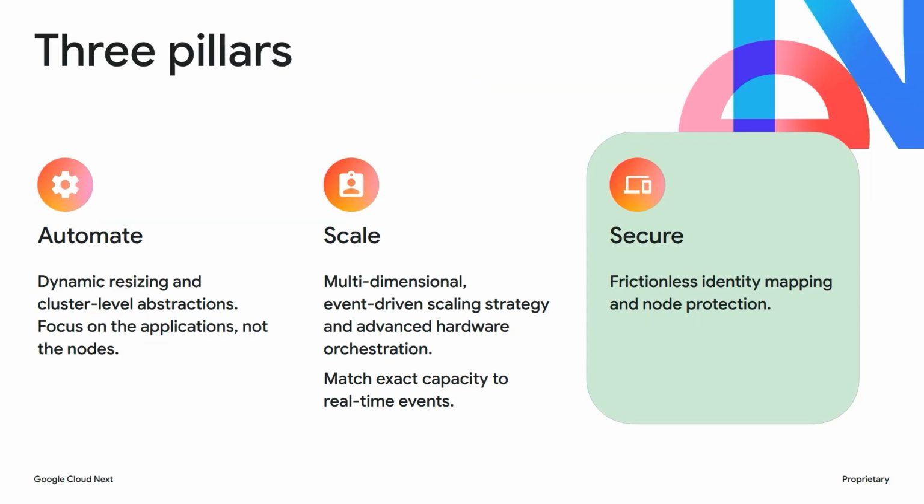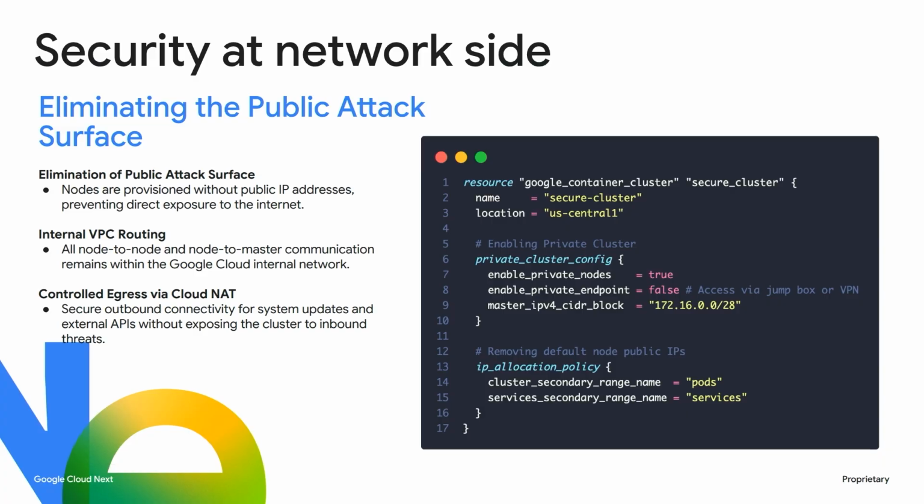Now let's talk about how we secure our cluster using network isolation. First, we focus on the elimination of the public attack surface. In a standard configuration, nodes often have public IPs. We don't do that. Our nodes are provisioned without any public IP whatsoever. It is a simple philosophy. If a bad actor cannot see the node from the internet, they cannot attack from the internet.